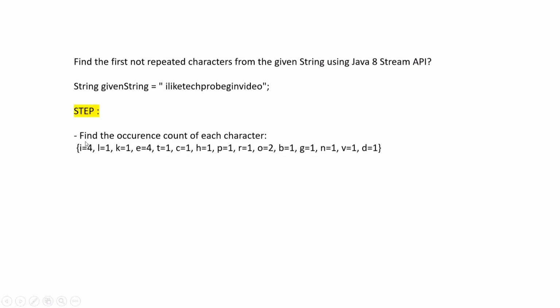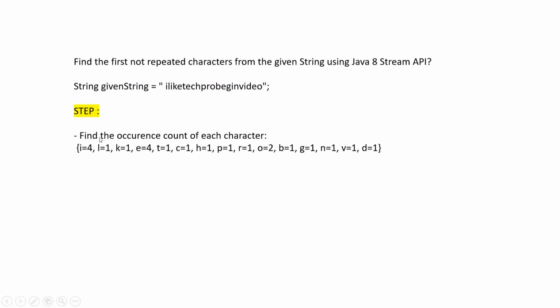So I available 4 times, L available 1 times, K, and the third element is I, already find that element as part of first character, so no need to calculate again. K is available 1 times, E is 4 times, T is 1 times. So you can understand here, you need to be focused here. So in what order we got the occurrence of each element? The character available in the order, the same order we got the occurrence of each character, okay. So that is very important here. So we need to maintain the order of each character.